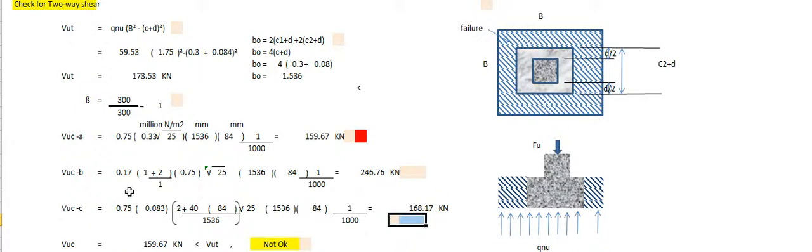Vuc at C is equal to 0.75 times 0.083 times 2 plus 40 times 84 over 1536, times square root 25 times 1536 times 84 times 1 over 1000 to convert to kilonewton, equal to 168.17 kilonewton. Least punching shear is 159.67 kilonewton, which is not greater than actual shear, so not okay.